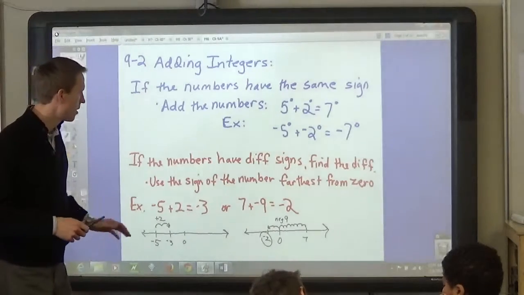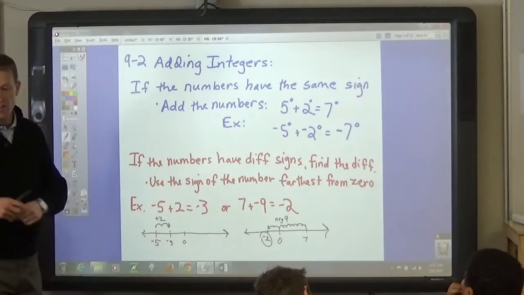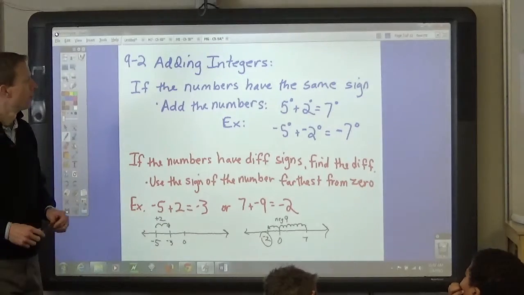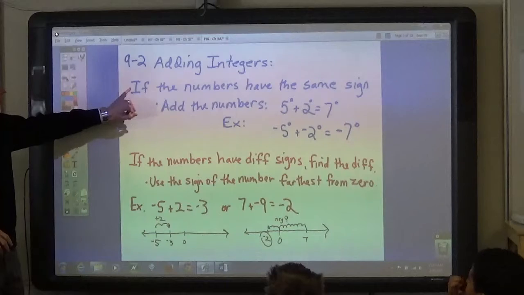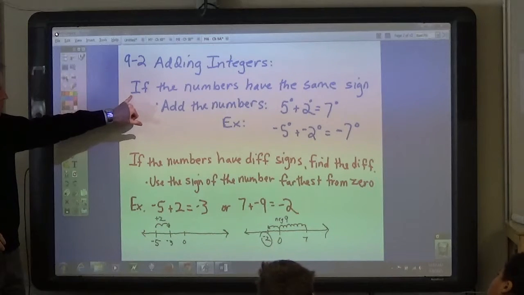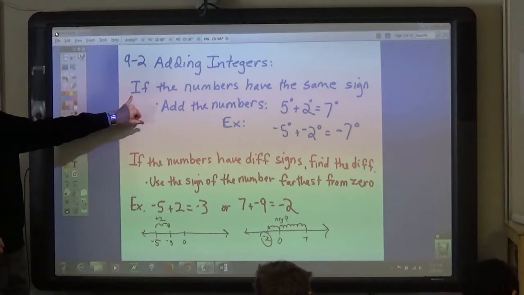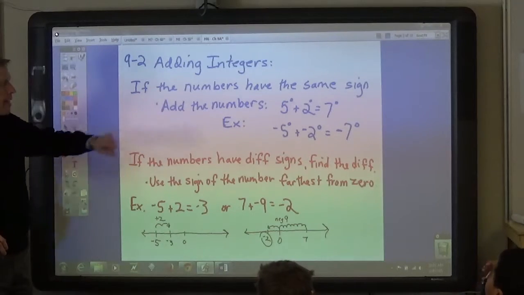One of the ways is to use number lines. Another way later is to use models. Okay? But to start off, think of it this way. If the numbers have the same sign, you simply add the numbers.